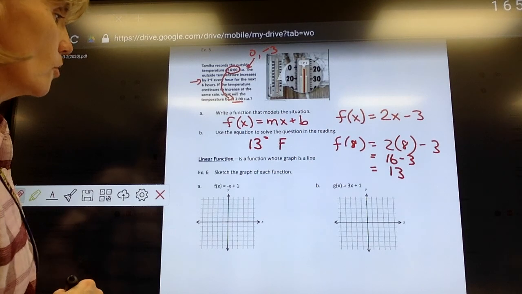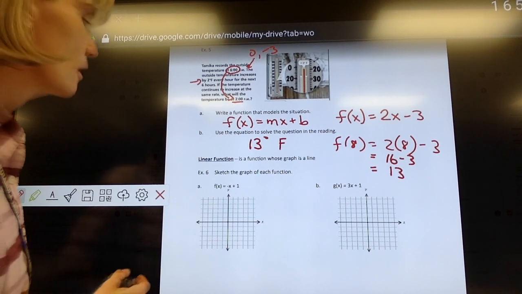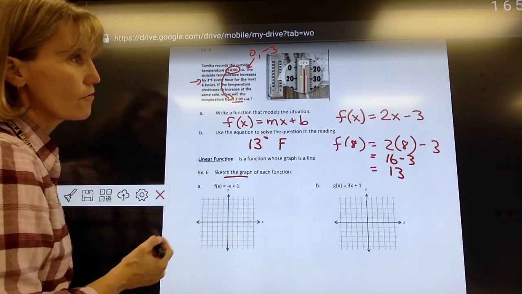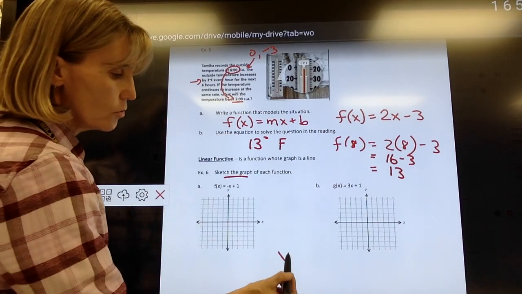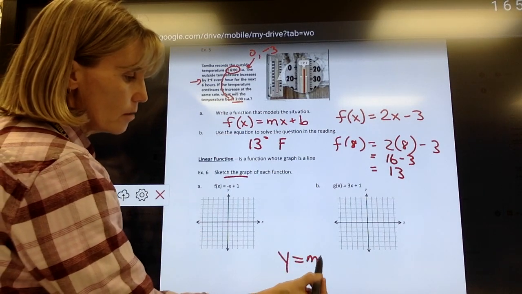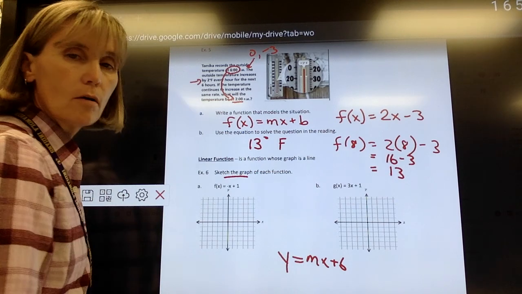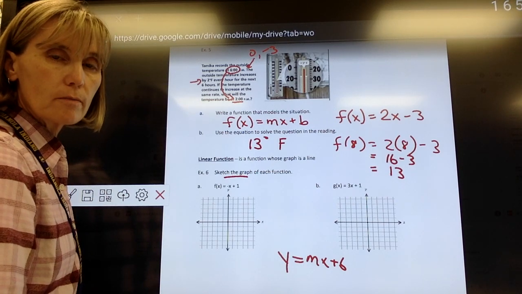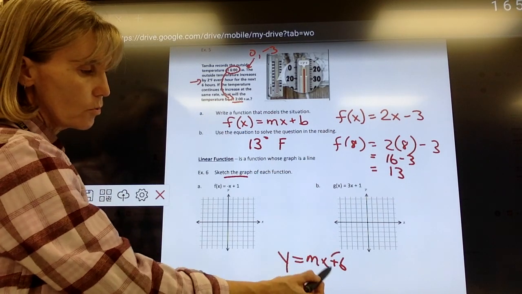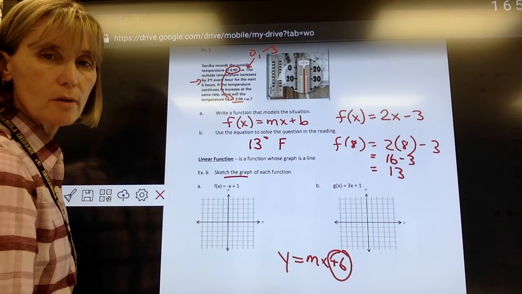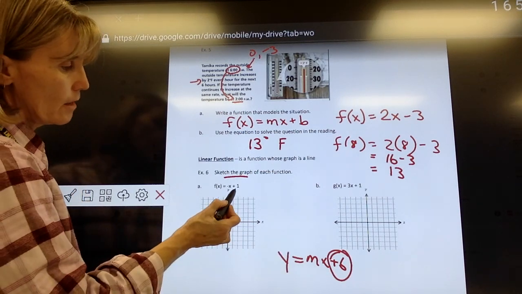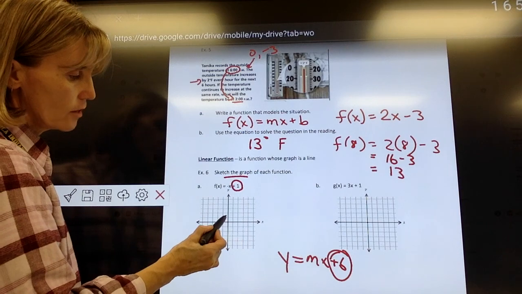Okay, a linear function is a function whose graph is a line. When you're sketching the graph, we're going to do the same thing that we did in topic 2. When we graphed y equals mx plus b, where did we start on the graph? Well, we started with whatever the b value was. That was the y-intercept, right? Same thing here. Okay, the y-intercept is your positive 1, so that's where I'm going to start.